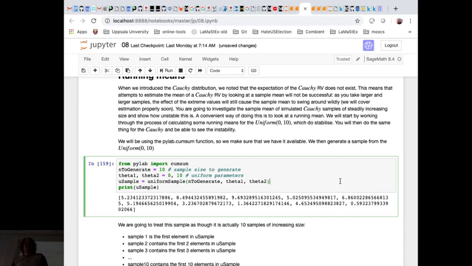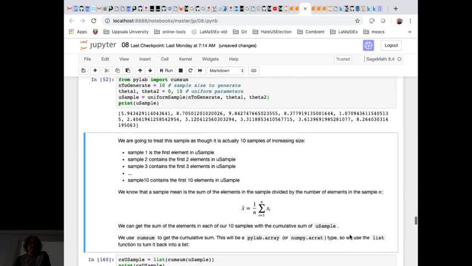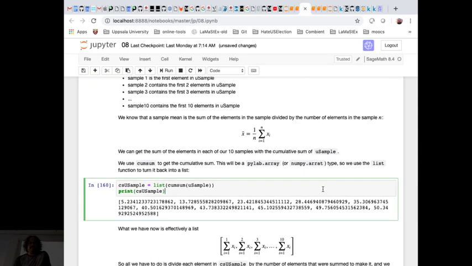So we've seen running sums before. This is using NumPy's. From PyLab we import CumSum, PyLab and NumPy are the same family, and then I have the samples generated as 10. Theta 1 and theta 2 are 0 and 10, and this is for the uniform 0, 10 random variable. So let me just get 10 samples from the uniform 0, 10. That's there. And clearly we can just get the CumSums.